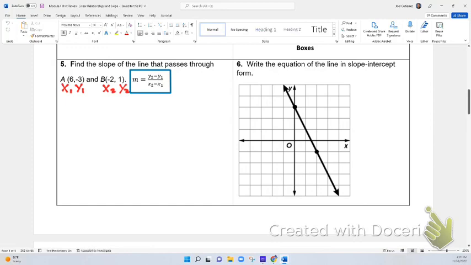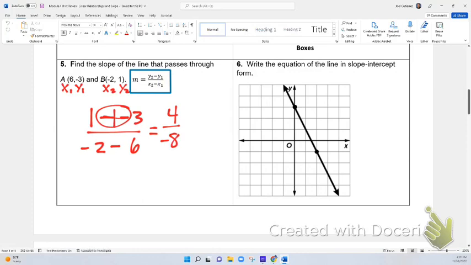So when I plug this in, y2 is 1. We subtract that from y1, which is a negative 3. And then for the bottom part, it's x2, which is a negative 2, minus my x1, which is a 6. So on the top part, remember that if you subtract a negative, this turns into a positive, so 1 plus 3 makes 4. Negative 2 minus 6 gives you a negative 8.